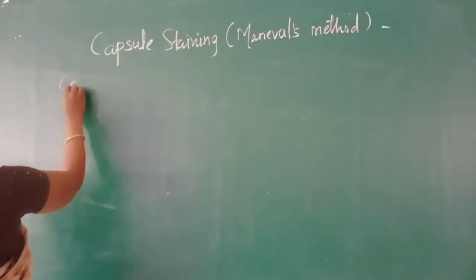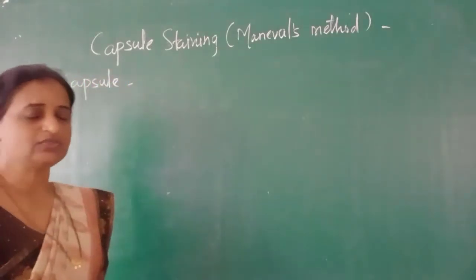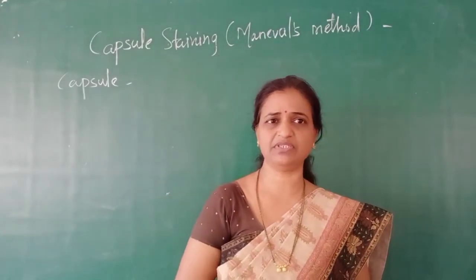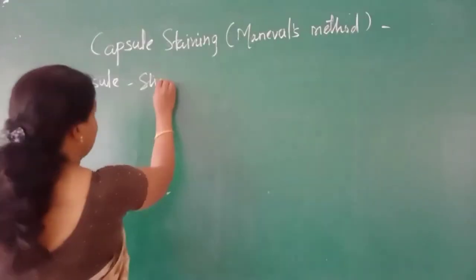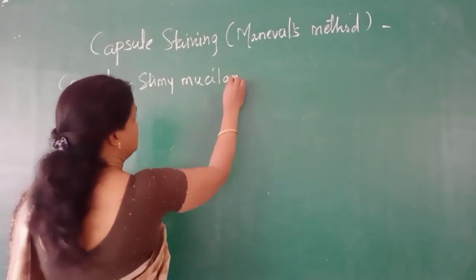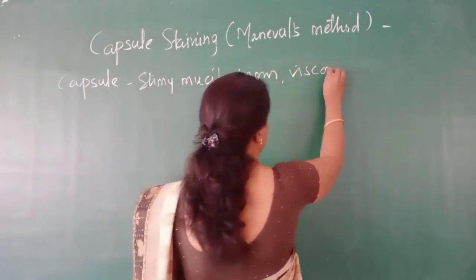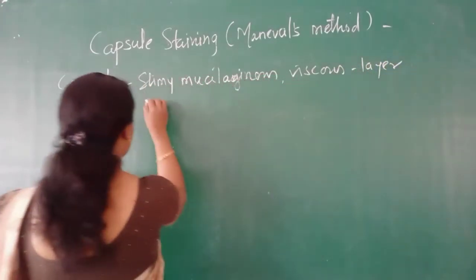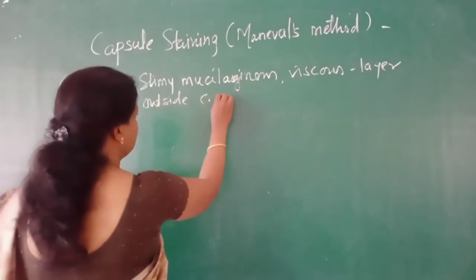Now first of all I would like to explain what a capsule is. In prokaryotic cells, especially bacteria, algae and protozoa, they have a slimy, mucilaginous, viscous layer present outside the cell wall. It is present outside the cell wall. It is external to the cell wall.